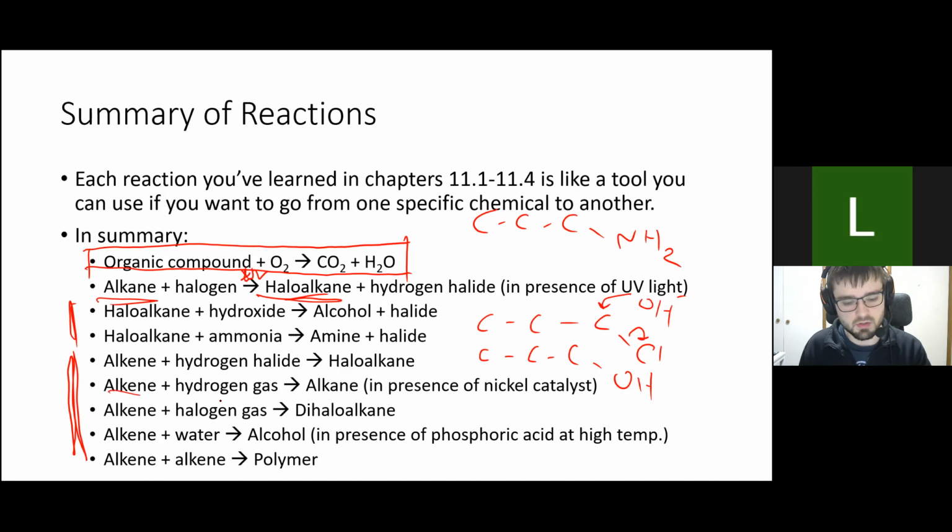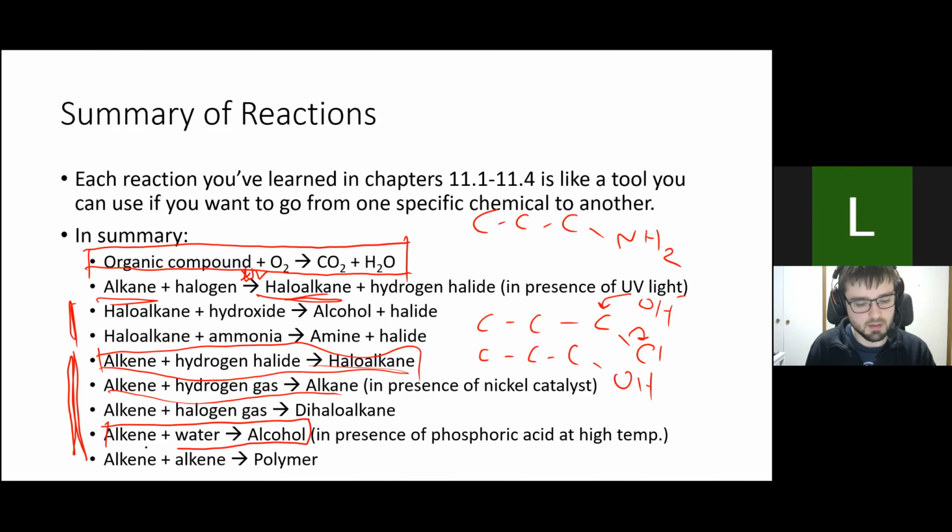This one's not super useful because you don't normally try and make alkanes. Like if you want an alkane, you can just pull it out of crude oil. So we don't tend to use this one a lot. This one, you need to use a nickel catalyst as well. Use a halogen gas, you get a dihaloalkane. And the main one that comes up more often for the sake of this year: you can add water to make an alcohol. Now we need phosphoric acid, remember H3PO4, and about 300 degrees Celsius as well.